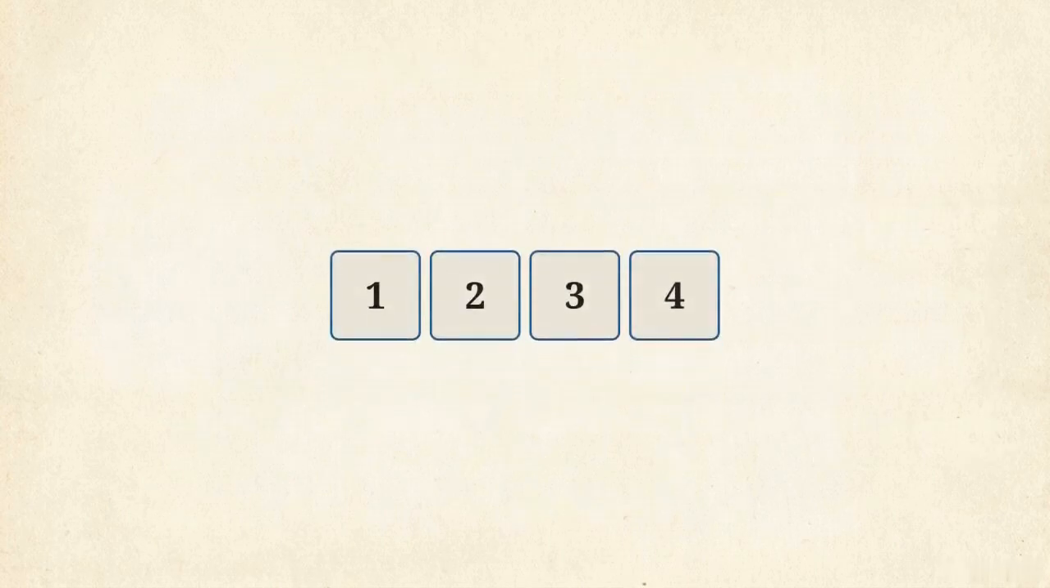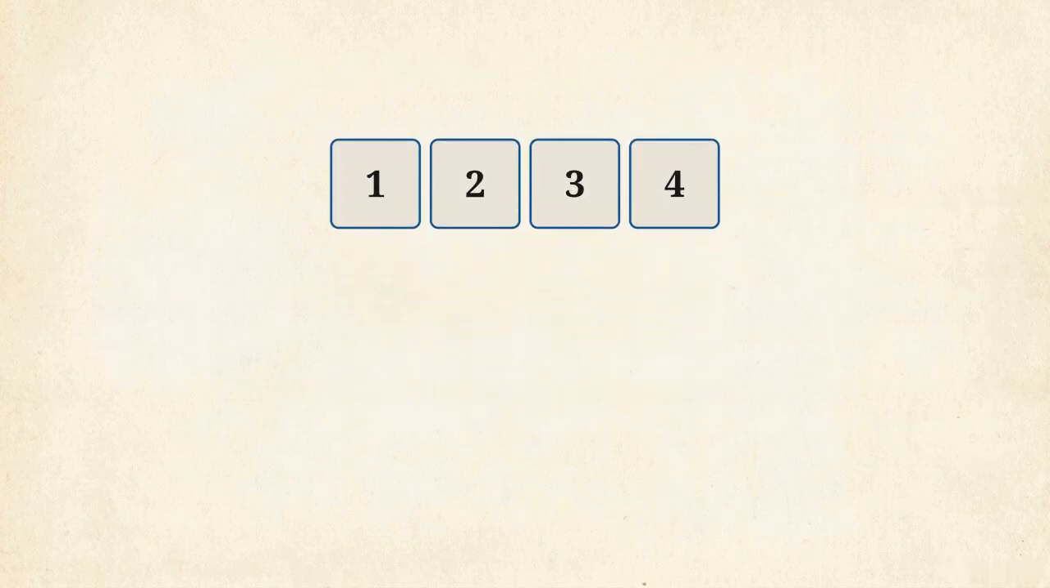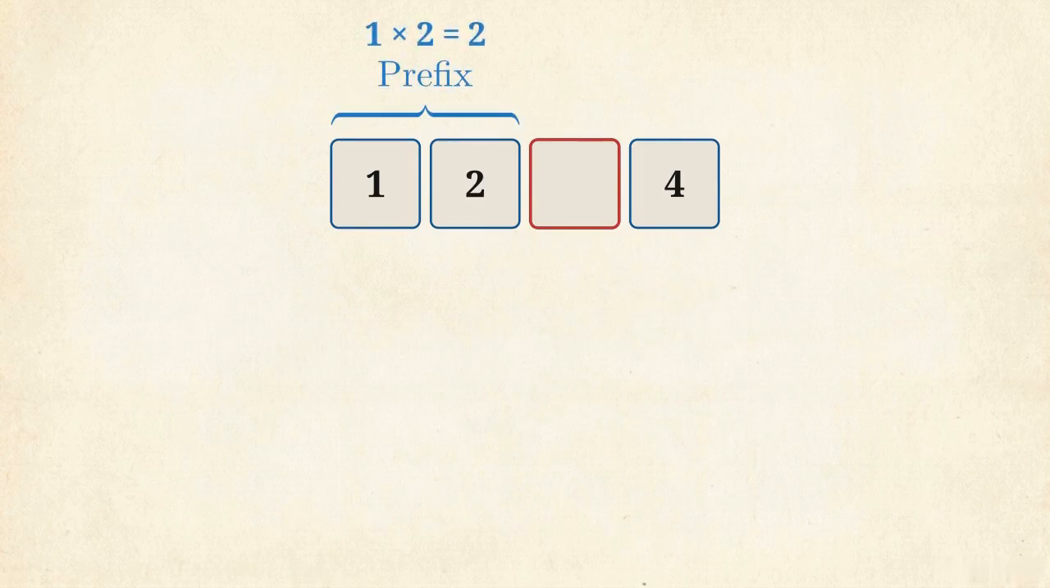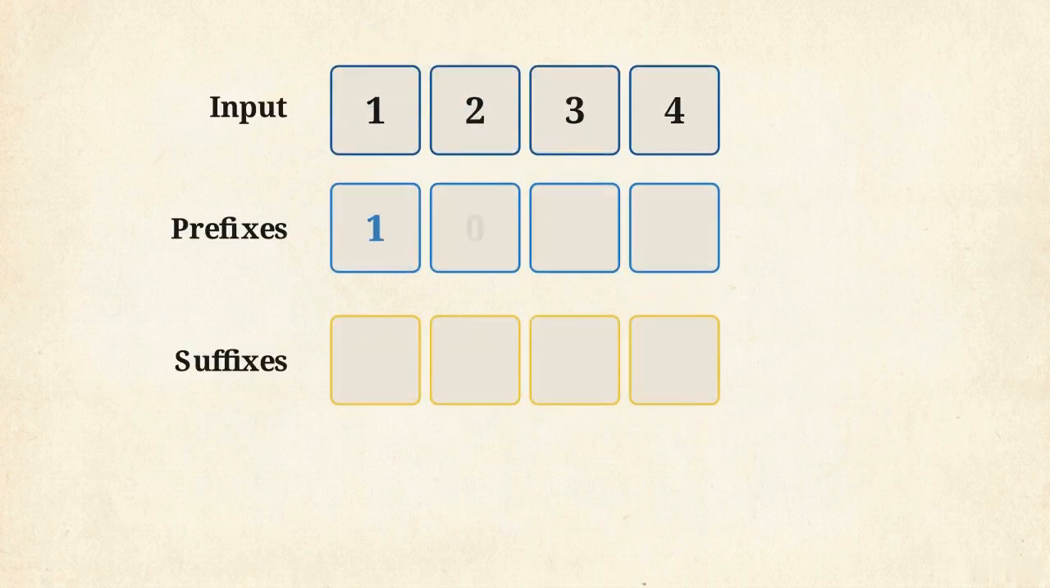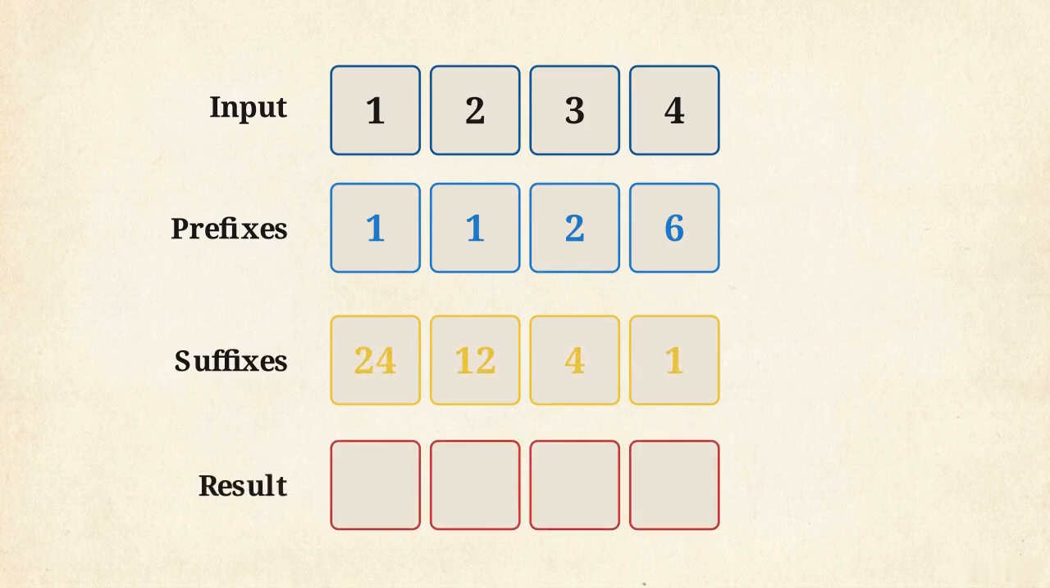To reach linear time without division, we must isolate the components. For the number 3, we multiply everything to its left, the prefix, by everything to its right, the suffix. The prefix 2 multiplied by the suffix 4 gives 8. We calculate these values for every index by looping twice and storing the results in 2 new arrays, one for prefixes and one for suffixes. Once we have these arrays, we multiply them together, index by index, to generate our final answer array.